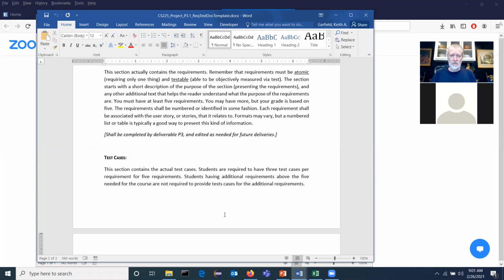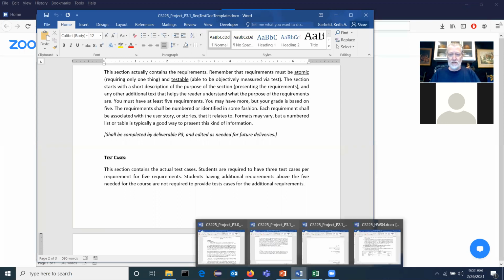Again, in a real world situation, something of this size, I don't know, you're going to have 30 or 40 requirements, and you're going to have 150, 200 test cases. This is just to give you a feel for how to write these things and how to go through the process. So having said that, let's see.